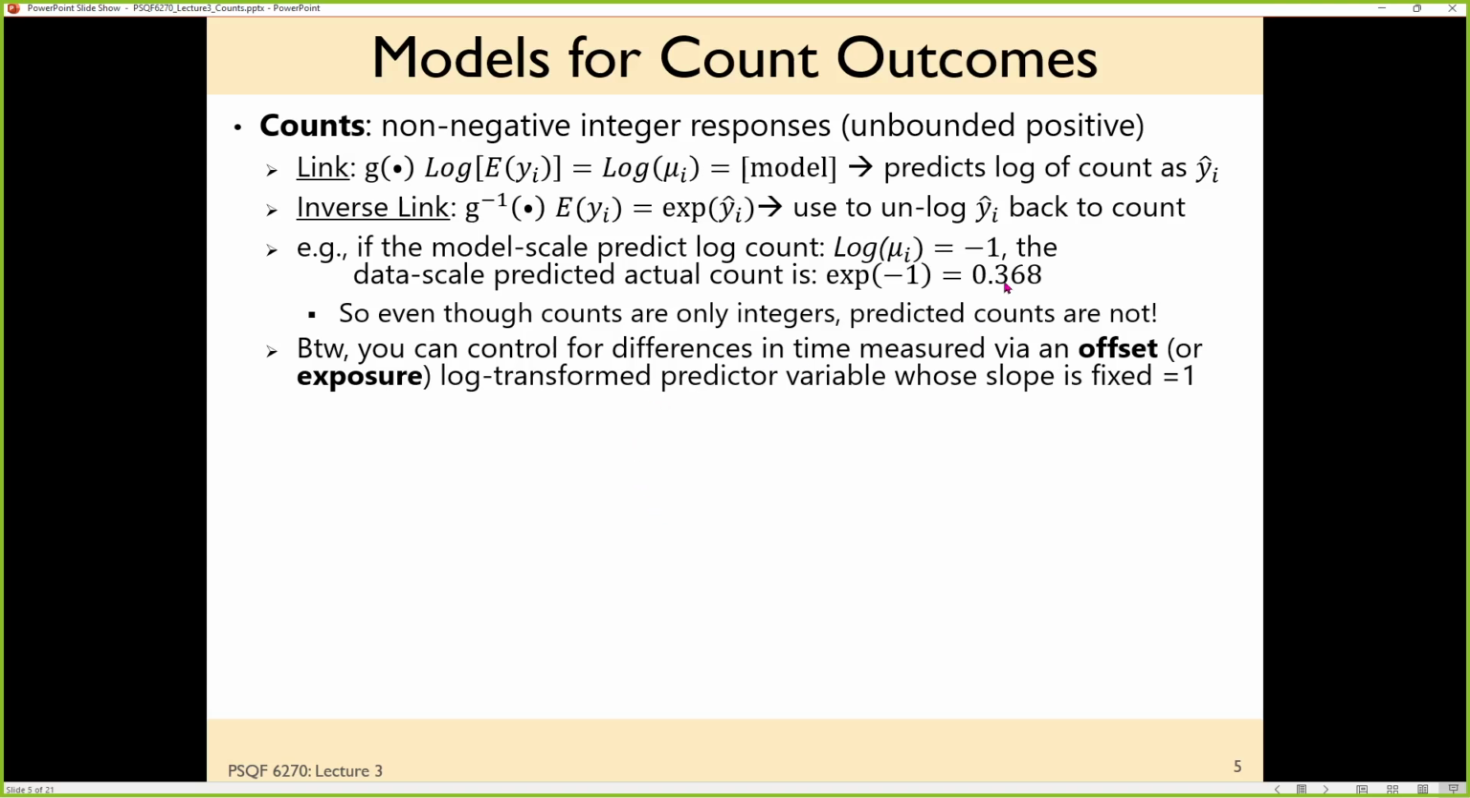And as we discussed last time, the expected count can have decimals in it. So there's a lot more possibilities as to what the expected count can be than what the count can be. For instance, if I have a predicted log count of -1 and I exponentiate it, the predicted count is 0.367. Even though you can't have a count of 0.367, it is predicted as an average.